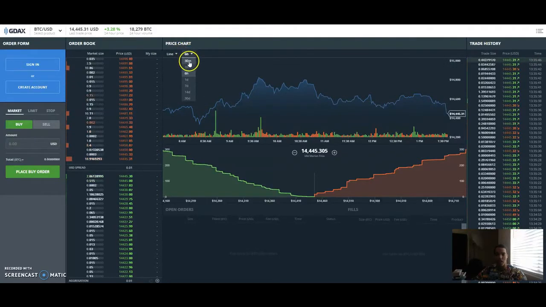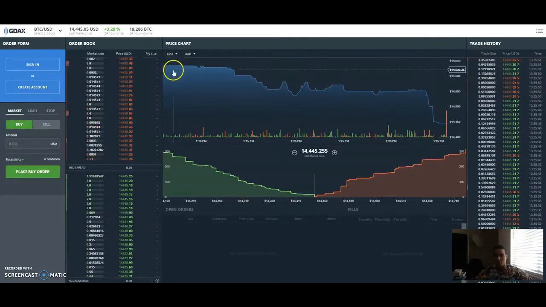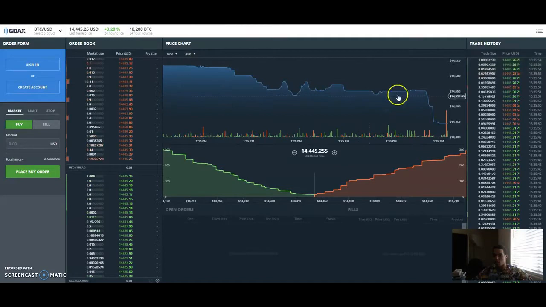So you can also change your day range and where you're looking at the price. So this is the smallest region we can look at, 30 minutes, and how the price has changed. So you can see it was kind of flat and it started trending downwards.